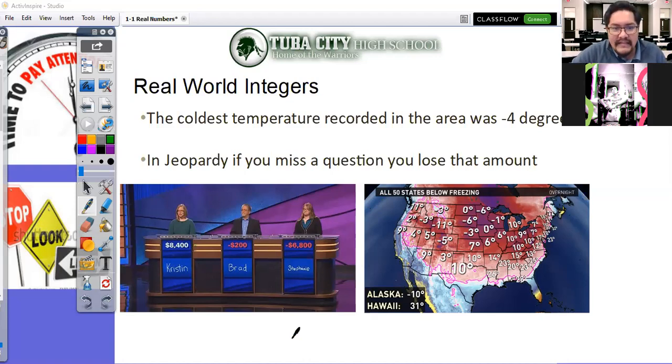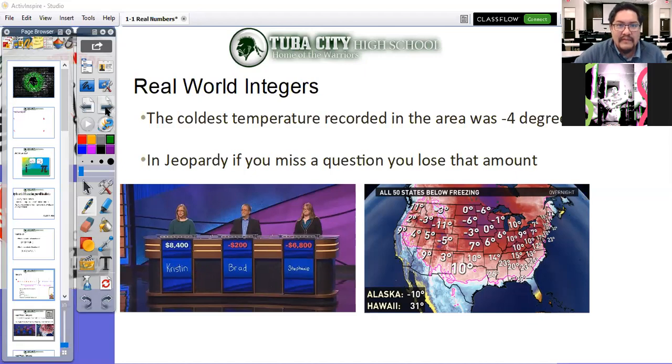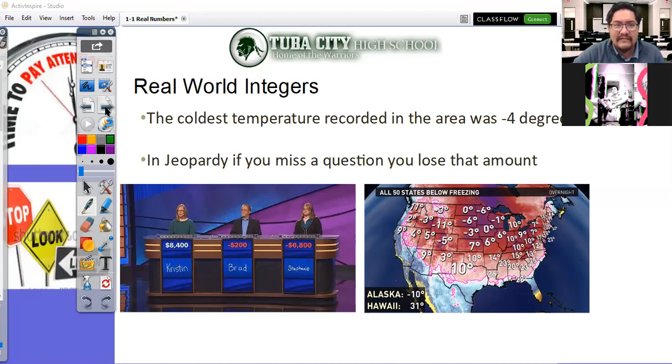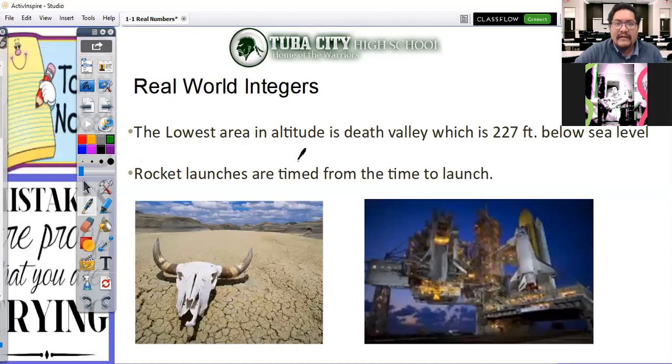So in this case here, we have two contestants that have negative scores. And I don't know what the exact rules are behind that. I don't know if they have to pay that money back or anything like that. But it was possible to get a negative score in that game.